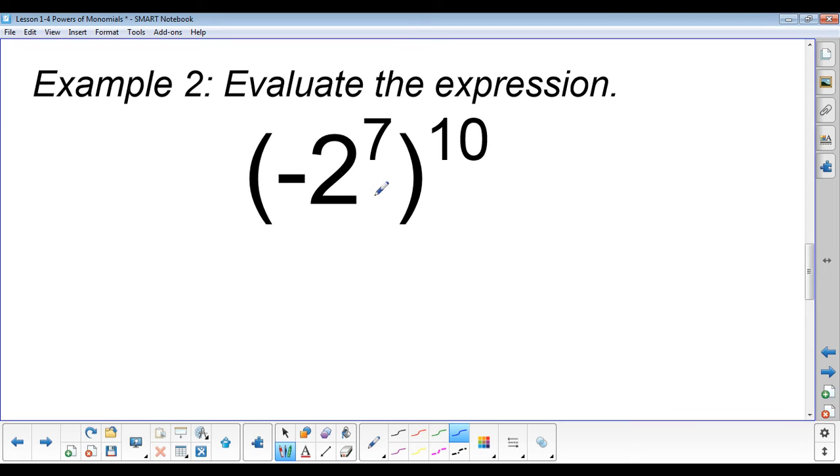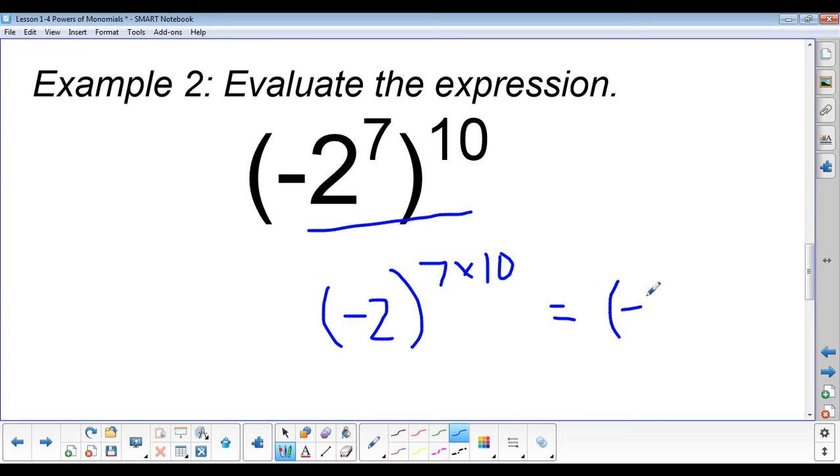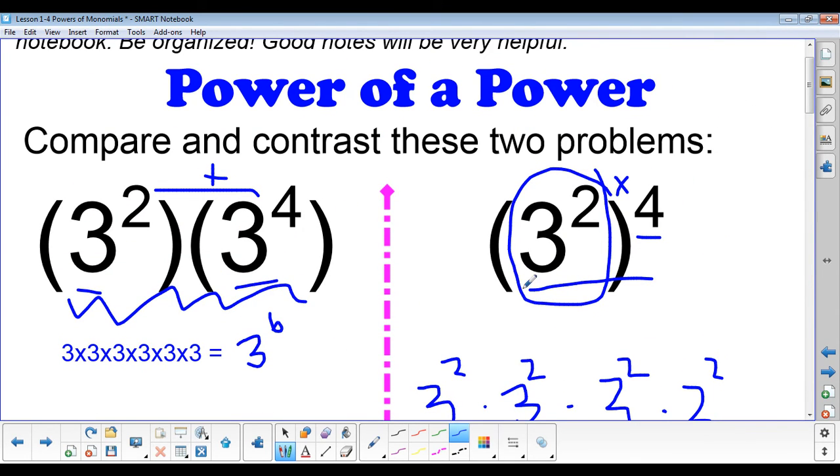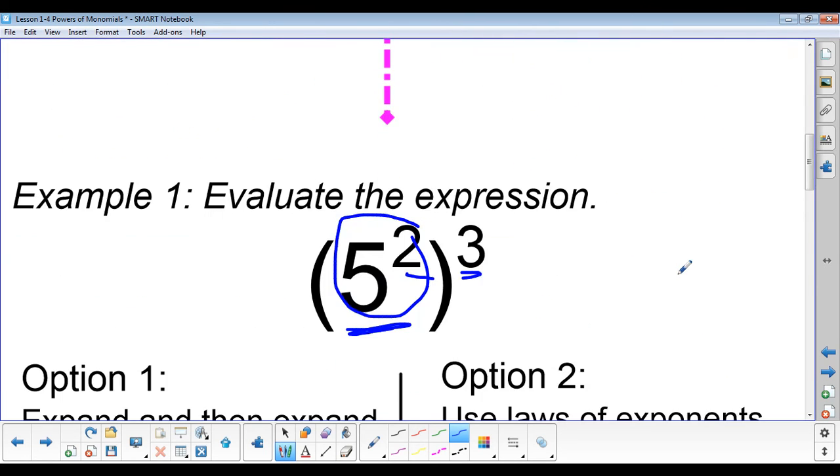So let's look at another one. Instead of me expanding all this out, that would take me a lot of time. All I have to do is -2 to the 7 times 10 equals -2 to the 70th power. This property is just as easy to do as the previous one. The only thing we want to be careful of is knowing when it's this one versus this one. And the easiest way to remember it is here, there's going to be two separate powers, and here it's an exponent being raised to an exponent.